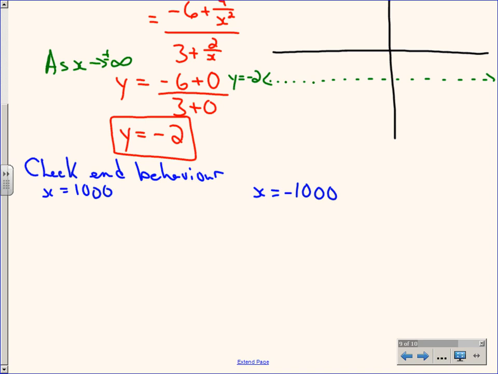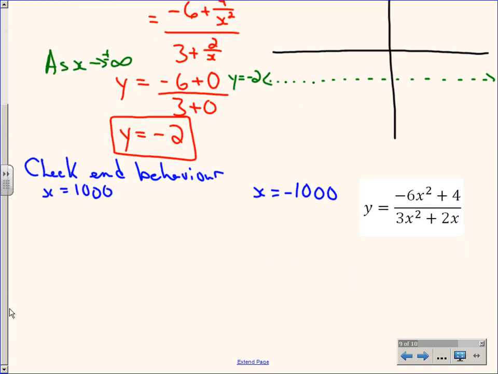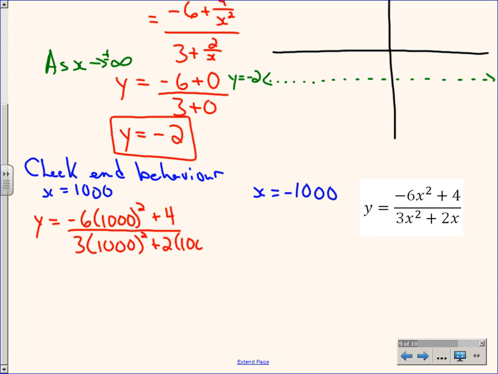Oops, of course, now I erase my function. Shoot, where did it go? Let's bring this guy down here so I can see him. I need to be able to compare my answer to negative 2. So if I sub in 1,000, minus 6 times 1,000 squared plus 4. And be careful putting this in your calculator. You can do it, but just be careful. It should come out really close to minus 2. If it doesn't, you know you've made a mistake.